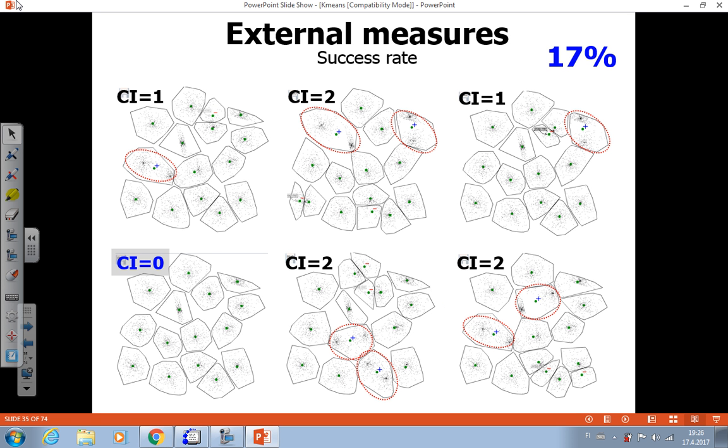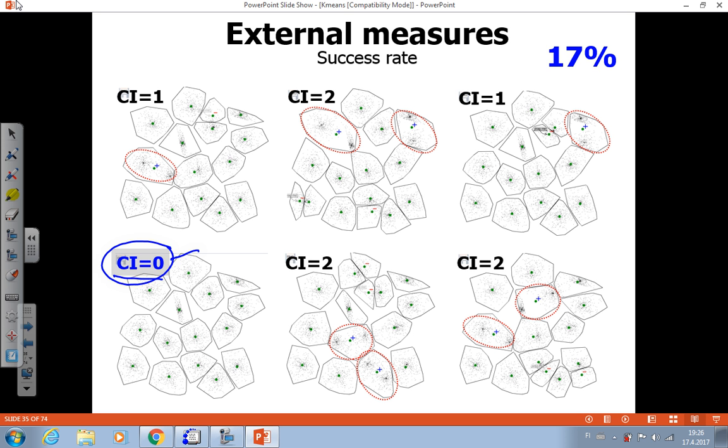Okay, then the second measure I will use is success rate, and this is simply to evaluate because we have randomness in the algorithm. So starting with random initial centroids for the k-means, we can actually repeat the k-means many times, and then we can see how many times it succeeds and how many times it fails. I define success as the case when k-means finds all clusters correctly, and we know it is when the CI value is 0.